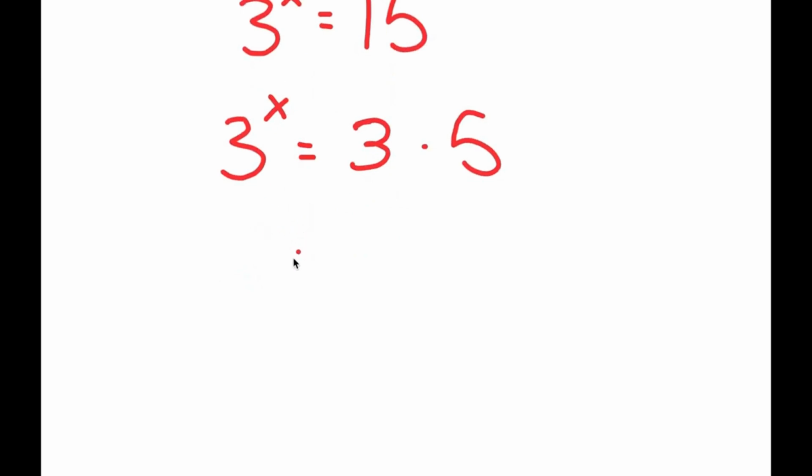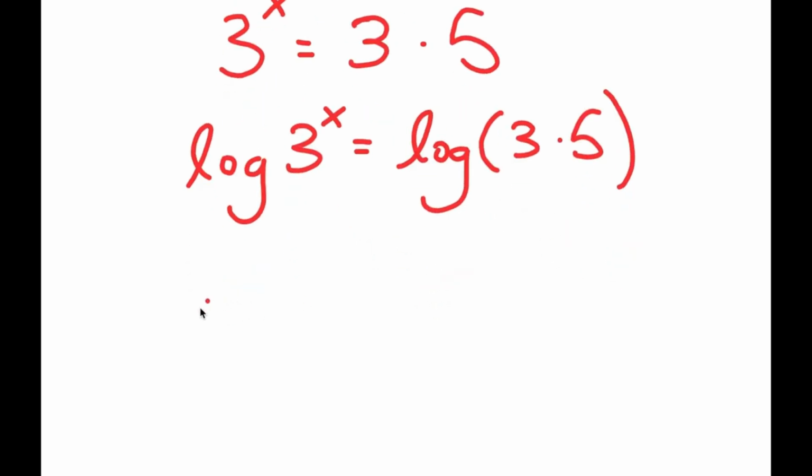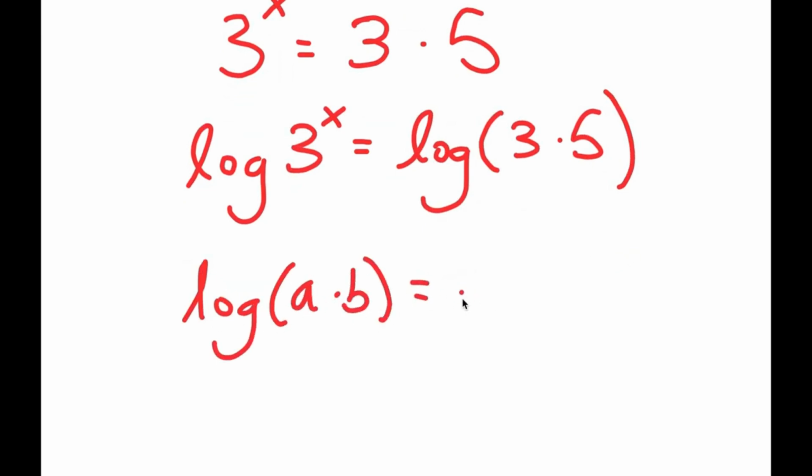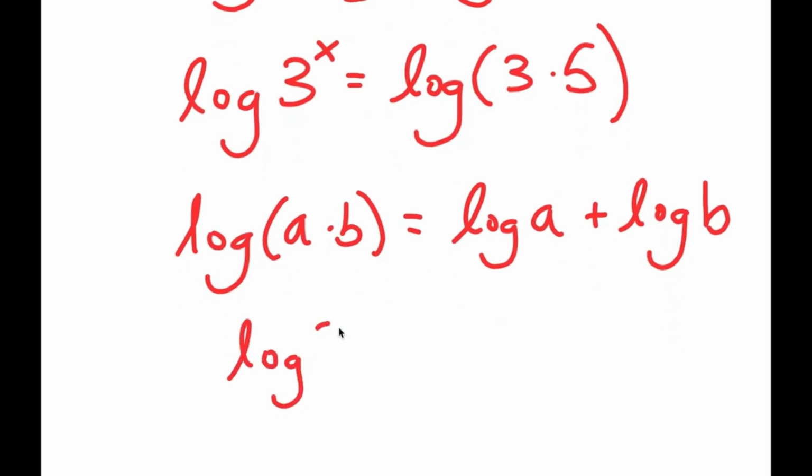And now I'm going to take the log on both sides. So I get log of 3 to the power of x is equal to log of 3 times 5. And if I have something in the form log a times b, this is equal to log a plus log b. So log of 3 to the power of x, this is equal to log of 3 plus log 5.